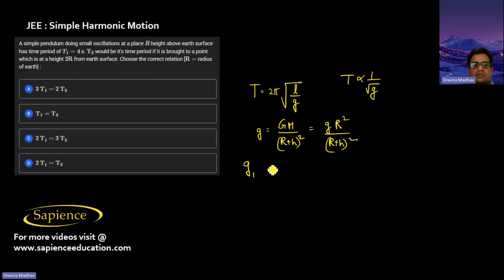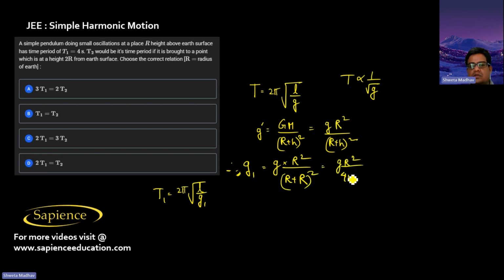Now T1 equals 2 pi root over L by g1, where g1 is the value of g at height R above the Earth's surface: g into R square by (R plus h) whole square, where this R is the radius of the Earth. So this is g R square by 2R whole square, which is 4R square. It is g by 4.